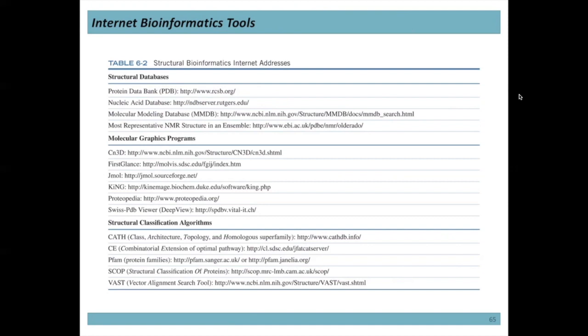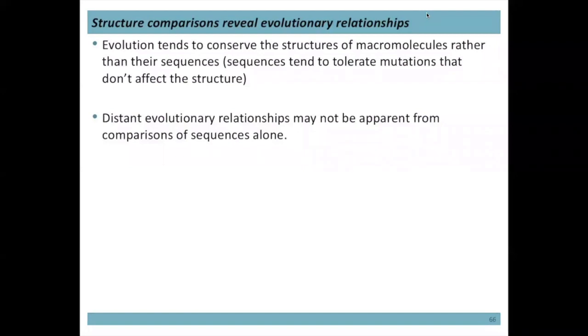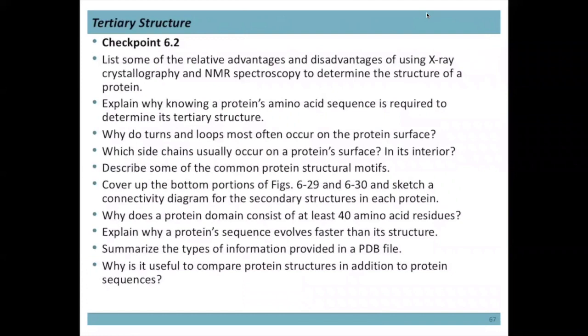And one of the reasons that you want to do that is for evolutionary comparisons. So if we wanted to figure out how closely related proteins are, we could use some of these resources down at the bottom. As I mentioned, we're not going to spend too much time on that section on bioinformatics. In fact, we will stop it right there for checkpoint 6.2.